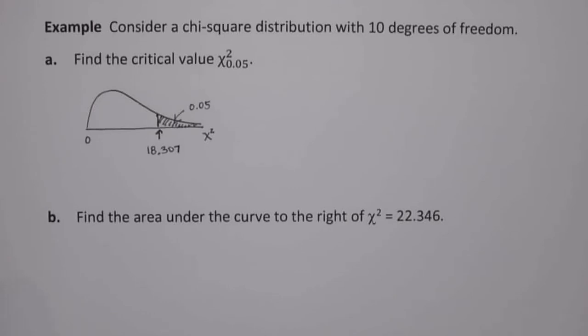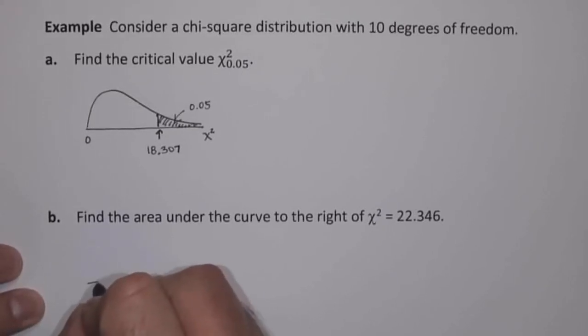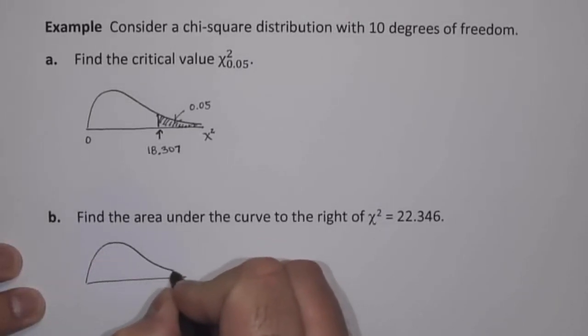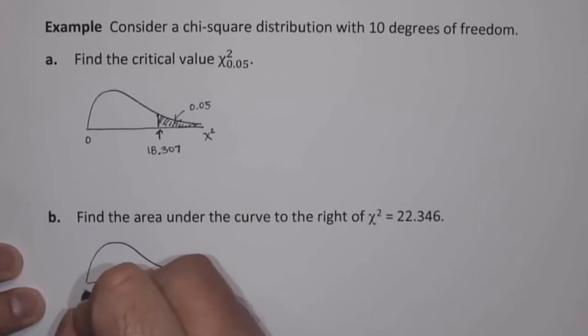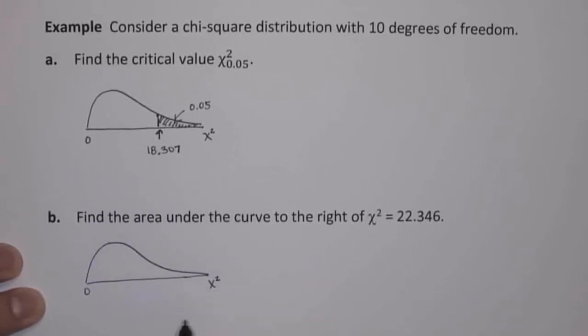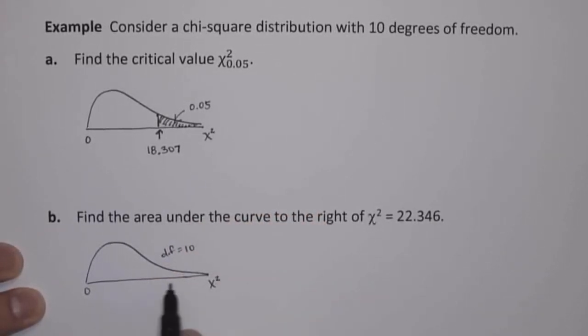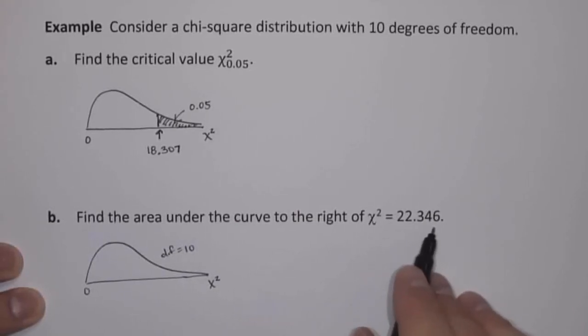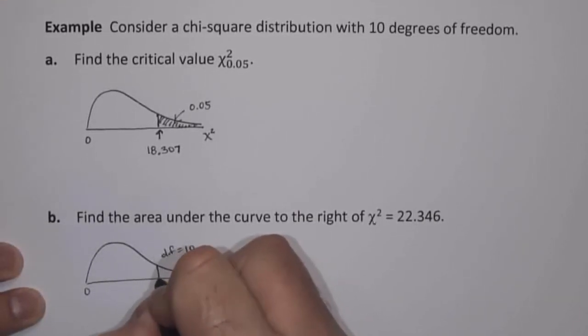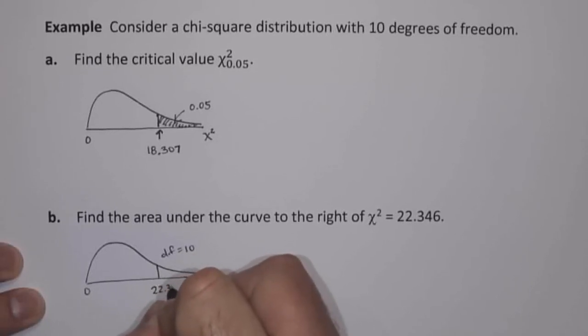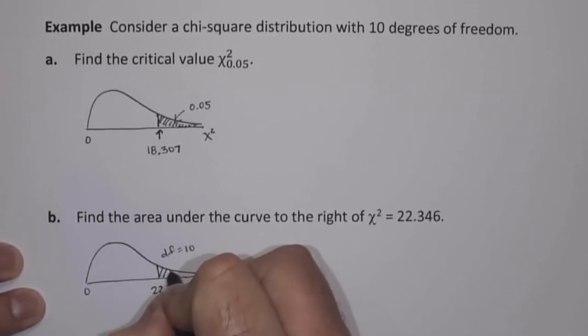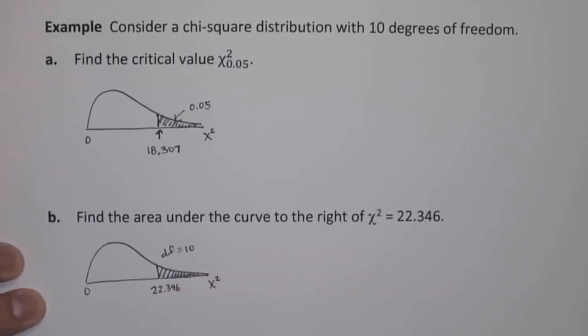Now let's look back at problem B. We want to find the area under the curve to the right of chi-square equals 22.346. So if I draw another chi-square distribution, here's 0, here's our chi-square distribution, still with 10 degrees of freedom, and we want the area to the right of 22.346. 22.346 would be here. We're looking for this area. That's what we're trying to find.